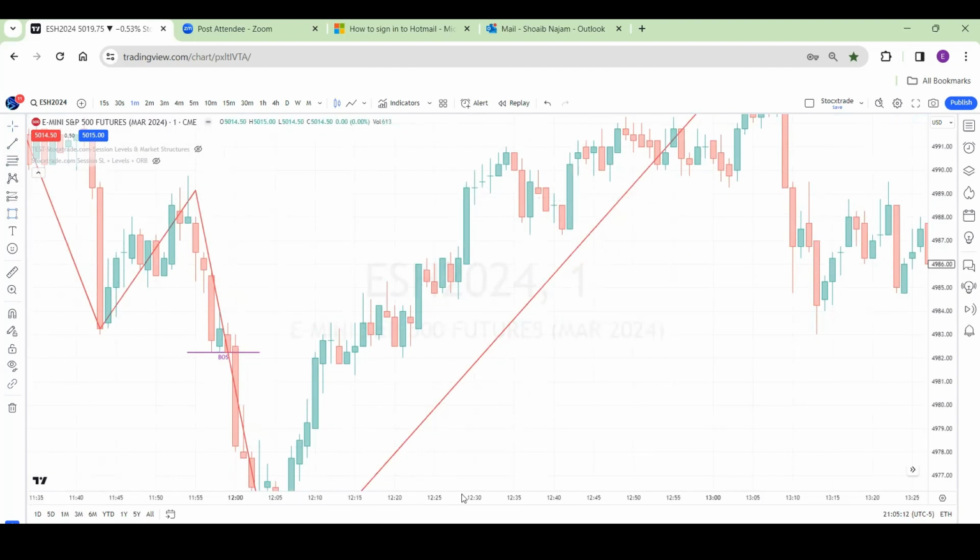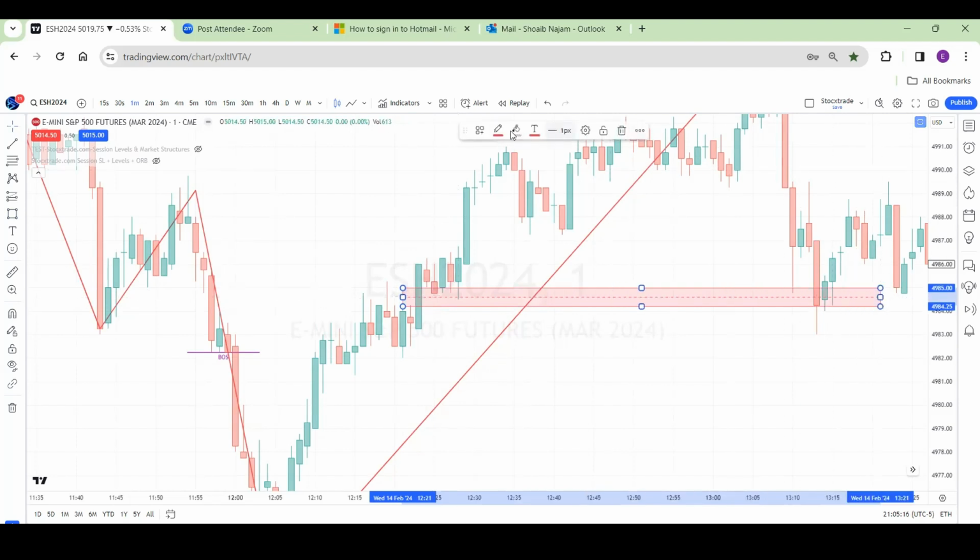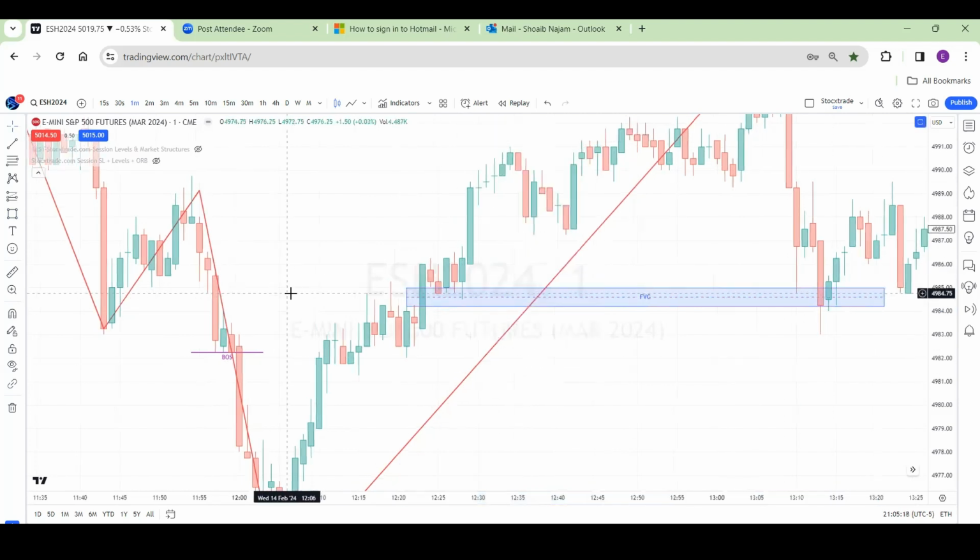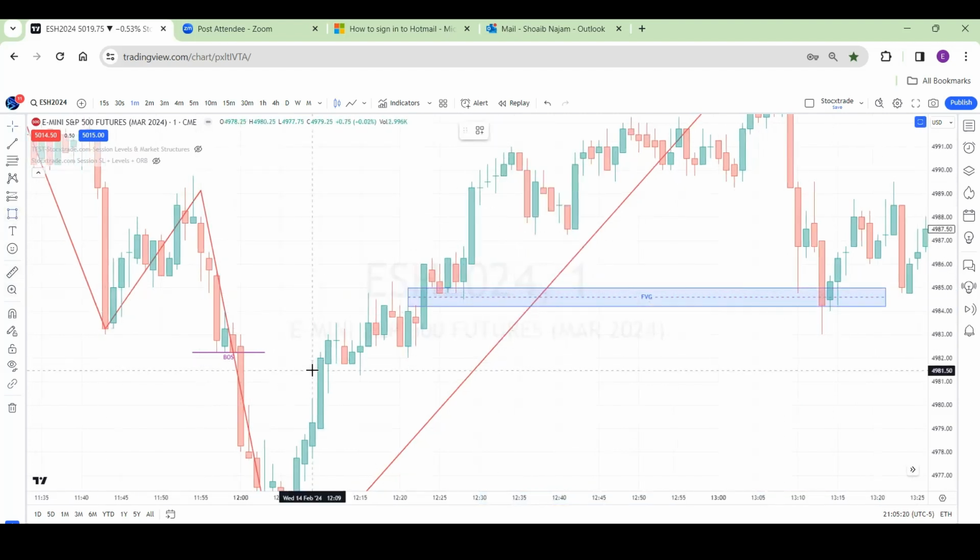Now I need to mark everything. I need to mark fair value gap. I need to mark my demand zone. How did you find BOS? How did you mark this break of structure? This one? Yes. What is the break of structure? The previous low and then breakout.